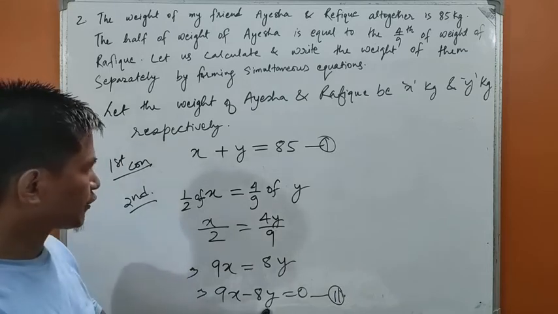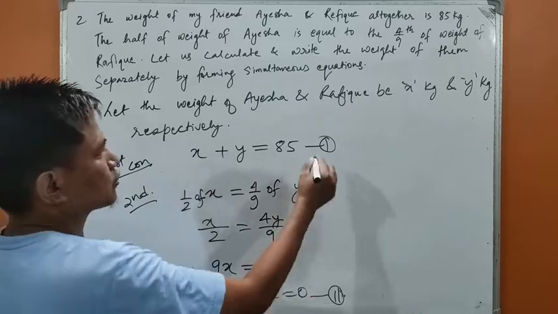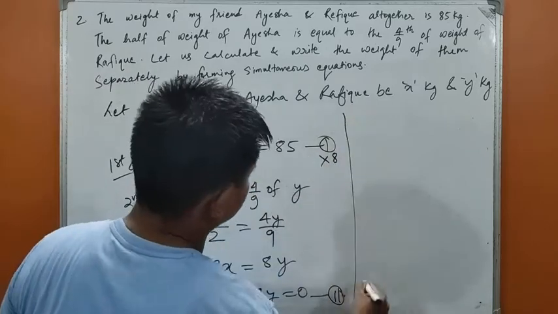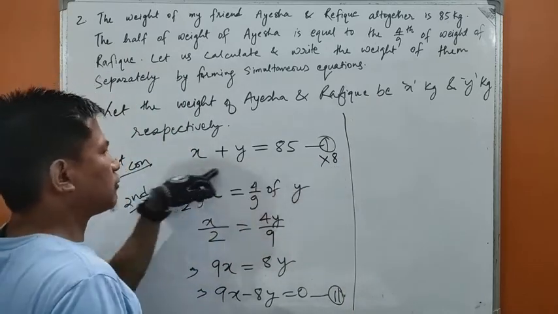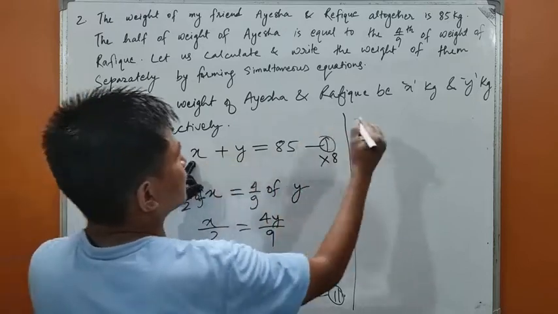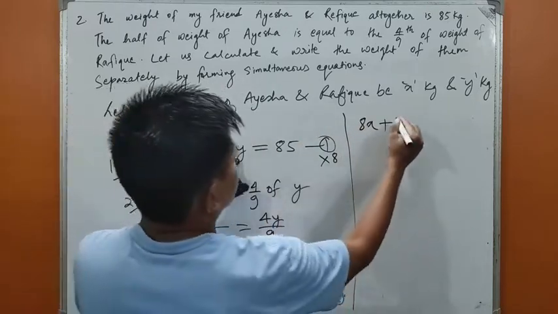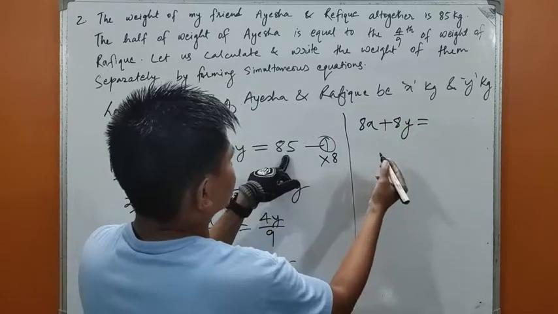So let us eliminate y, okay? So the coefficient of y in equation 2 is 8. So let us multiply equation 1 with 8. I am rewriting equation 1 by multiplying with 8, okay? When we multiply, we have to multiply throughout the equation. 8 into x is 8x plus 8 into y is 8y equals 8 into 85, isn't it?